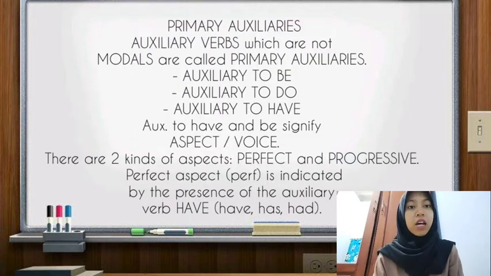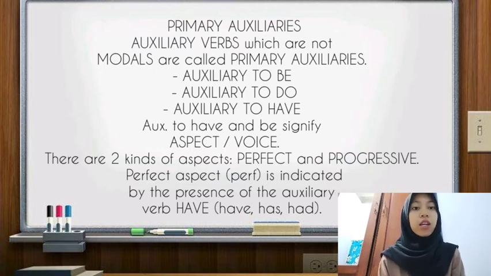Primary auxiliaries. Auxiliary verbs which are not modals are called primary auxiliaries: auxiliary to be, auxiliary to do, and auxiliary to have. Auxiliary to have and be signify aspect or voice. There are two kinds of aspects, perfect and progressive.